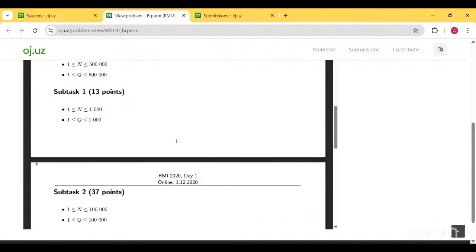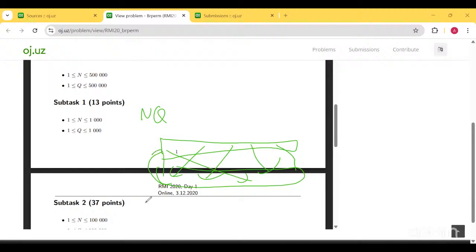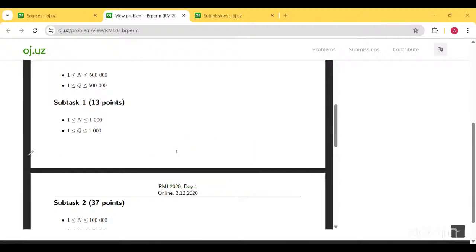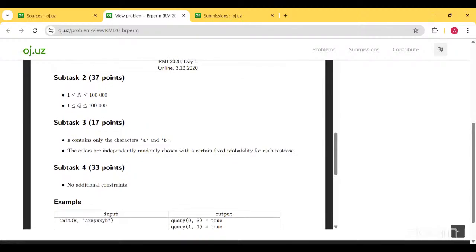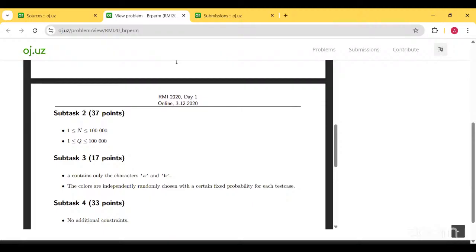And okay, for the first subtask, it is easy, right? Because we can solve it in O(NQ). For each query, we can just try to shuffle them and check whether the strings are the same or not. Okay. And how about this one? Okay. How about the third subtask?